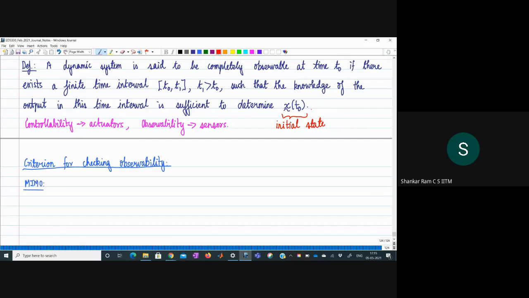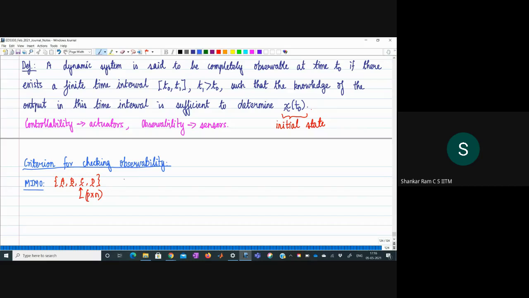If we recall, in a MIMO system the realization can be written as A, B, C, and D, where all the four entities are matrices. And this output matrix C, if we recall, is a P by n matrix, because without loss of generality we assume that there are P outputs.